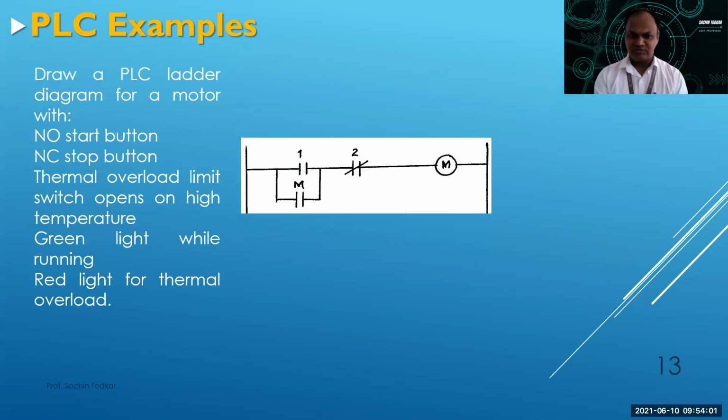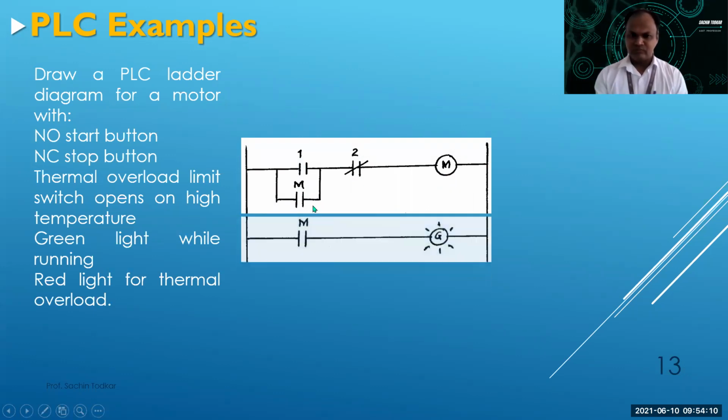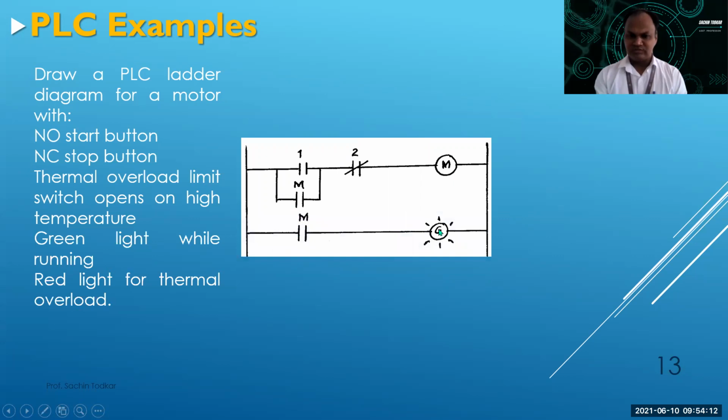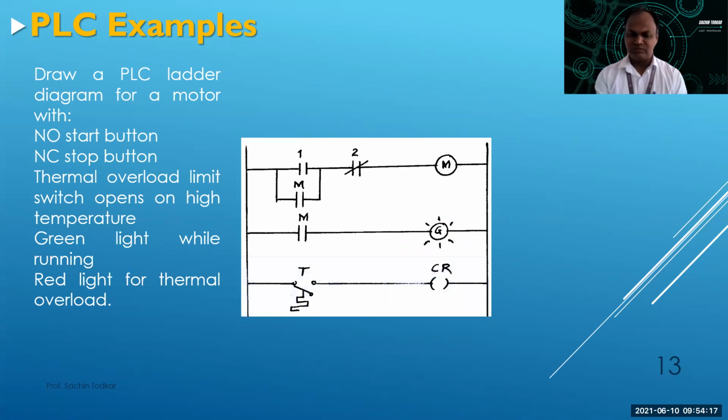M, that is motor, has been latched here in the first system. So when the motor starts, it remains in the starting position with the help of this latching. The motor will show the green button. When the motor is on, it will show the green button.